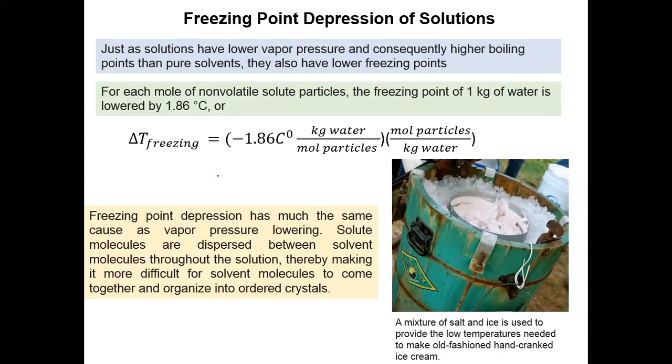By the way, this was used to have some kind of ice in the past. The freezing point depression has much the same cause as vapor pressure lowering. Solute molecules are dispersed between solvent molecules throughout the solution, thereby making it more difficult for solvent molecules to come together and organize into ordered crystals. So it complicates the freezing of the solution.